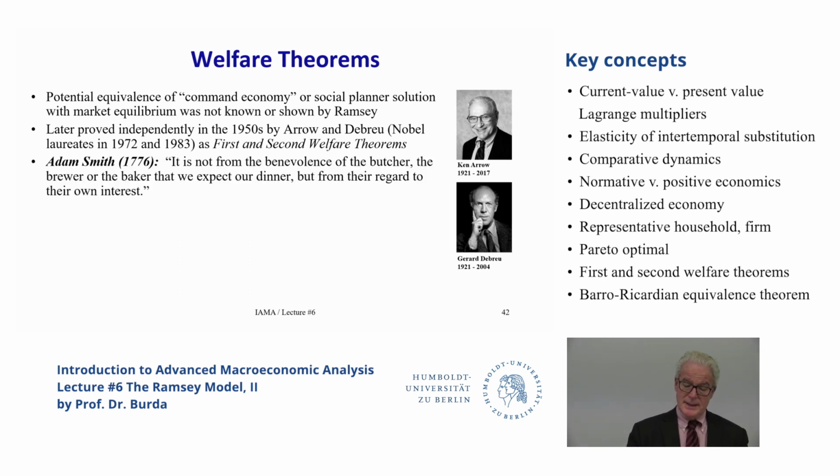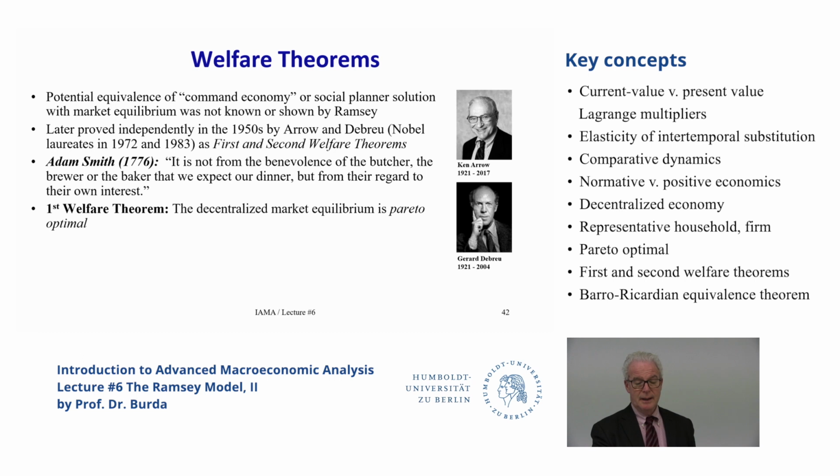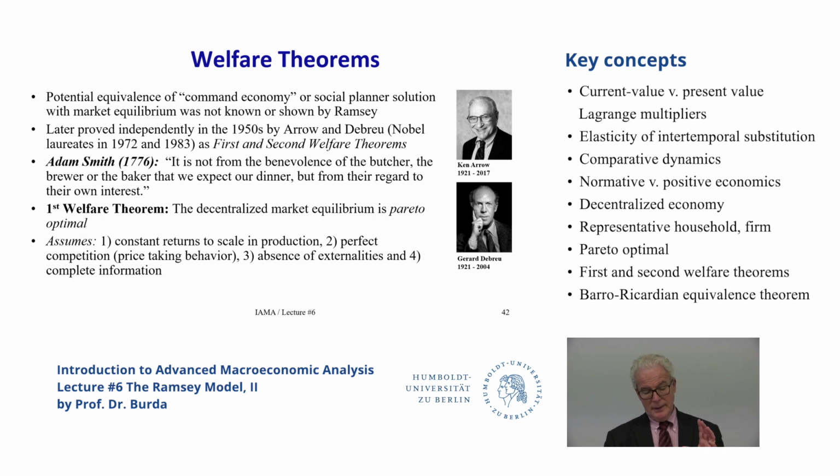Kind of what Adam Smith said, basically turning it on its head, if you like. A market outcome can only be improved on by taking something from someone else. The decentralized market equilibrium is Pareto optimal, and if you have a planner solution that you've identified and you have these conditions that are met, you can also reverse this.